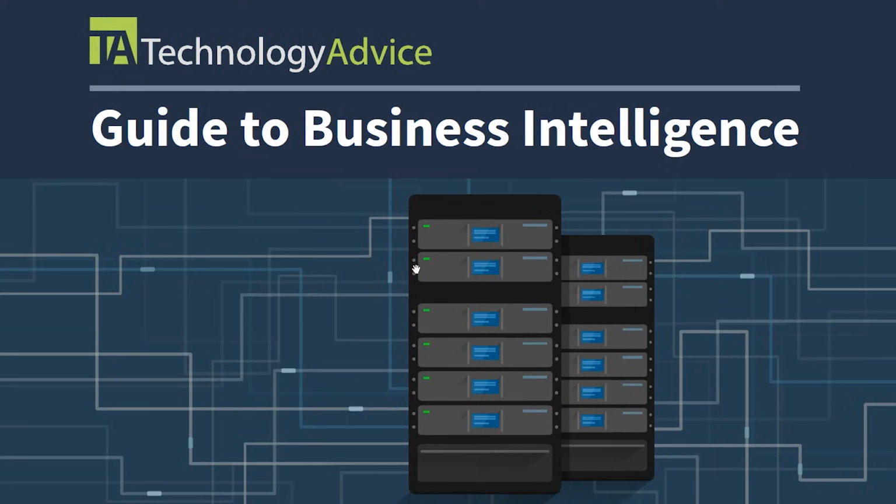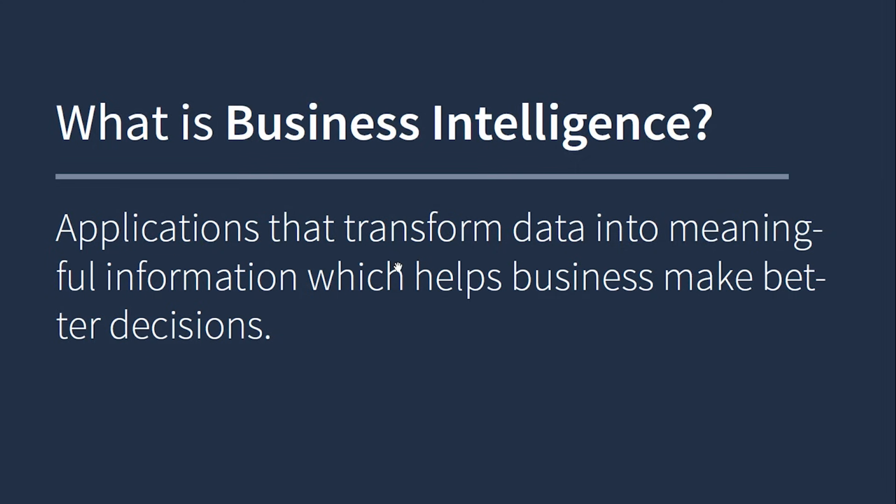We'll be going over all the essential components of business intelligence and looking at how it can help your company achieve greater efficiency. We've got a lot to cover, so let's dive right in. The first question you probably have is, what is business intelligence? Essentially, business intelligence refers to applications that transform data into meaningful information which helps businesses make better decisions.